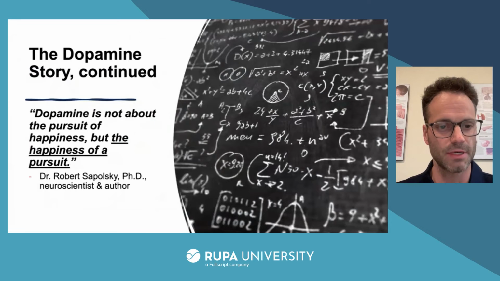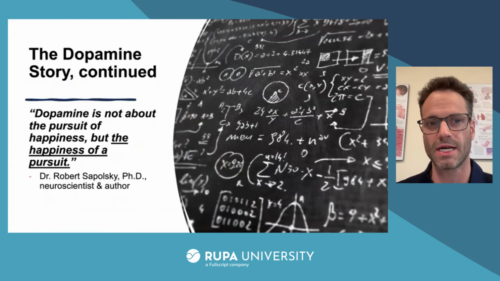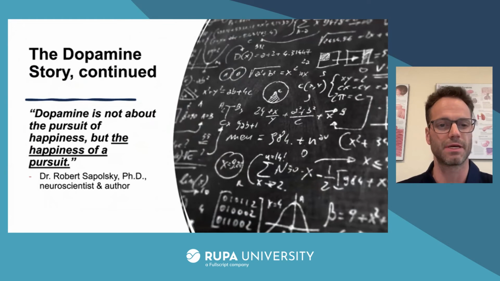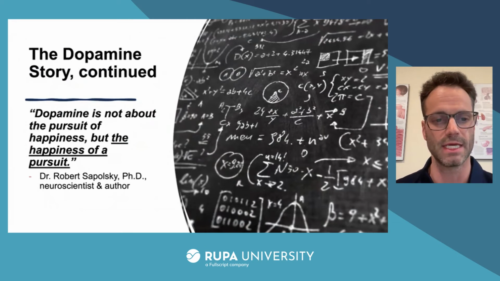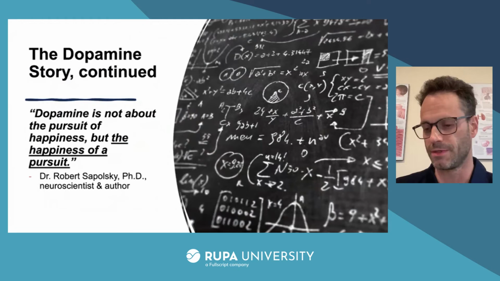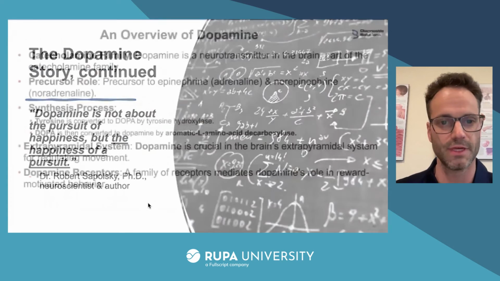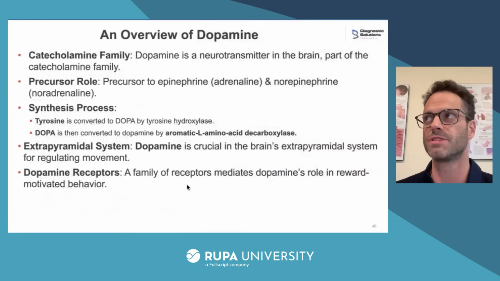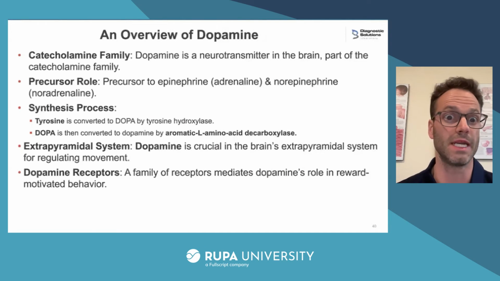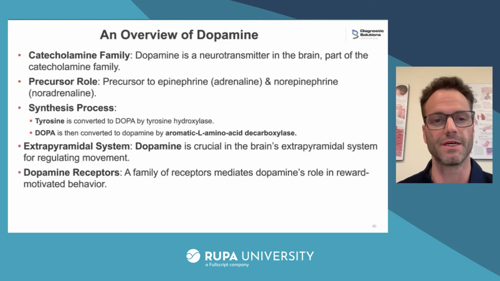Dr. Robert Sapolsky is a PhD neuroscientist. He's been on a lot of podcasts, but in my endocrinology class in naturopathic medical school, we had to read his book, Why Zebras Don't Get Ulcers. I highly recommend it. He's written a lot of other books too. And he says dopamine is not about the pursuit of happiness, but the happiness of pursuit. So it's really about the hunt, the pursuit of the goal, the paycheck, a mate, money, fame, fortune, and people are going all the way like that, right?